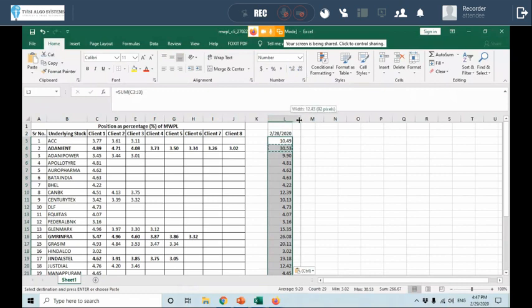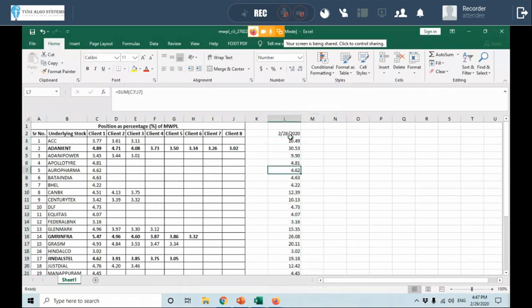This I got for 28. Right. If I get this data every day, I will come to know whether positions are moving or not, whether these clients are making new positions or not.